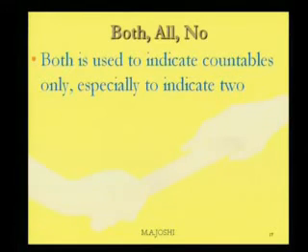Both is used to indicate countables only, especially to indicate two things. When we say both, we are not referring to some, we are not referring to all, but we are referring to only two things. For example, earlier I said there are some books in my hand, but of these books, both the books are of Gujarati language. So I am here talking about only two books and not all the books. That's why both the books are of Gujarati language.